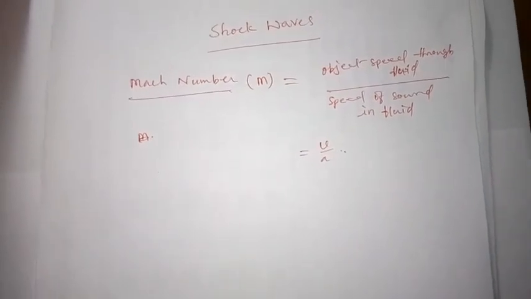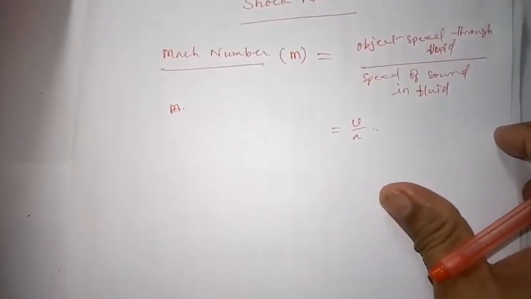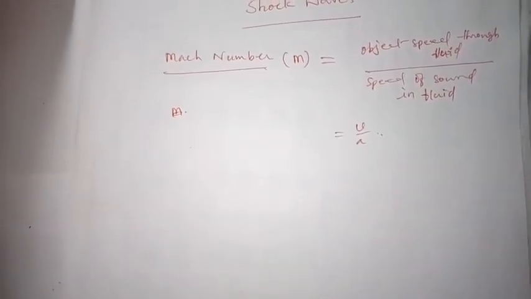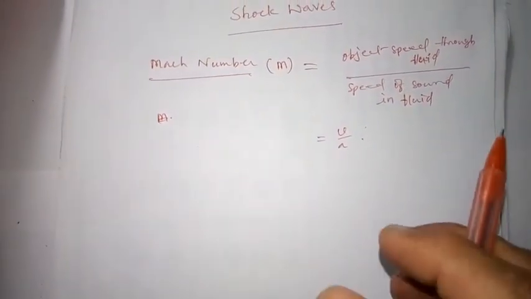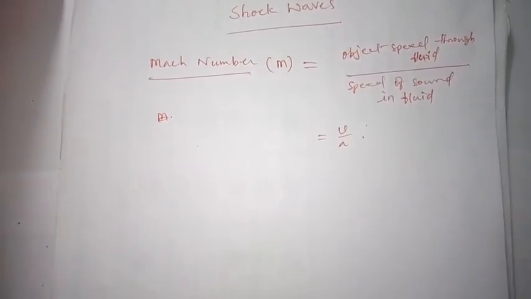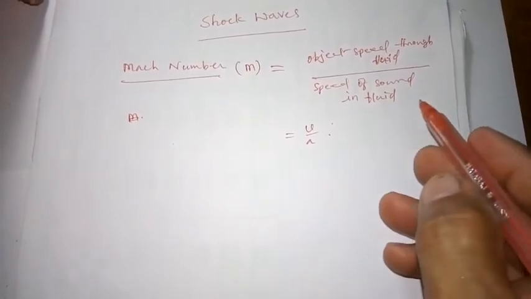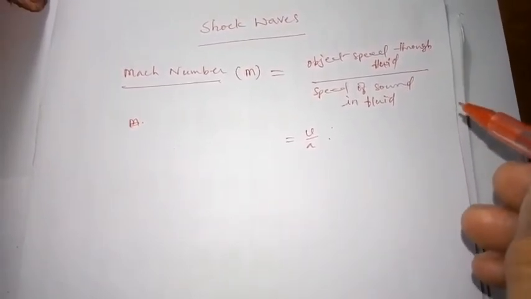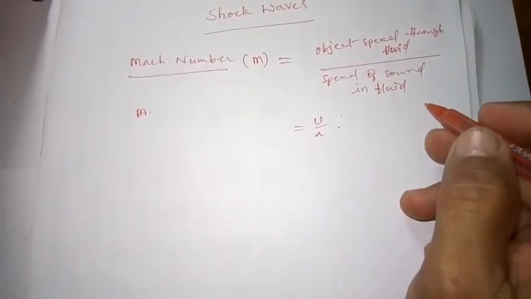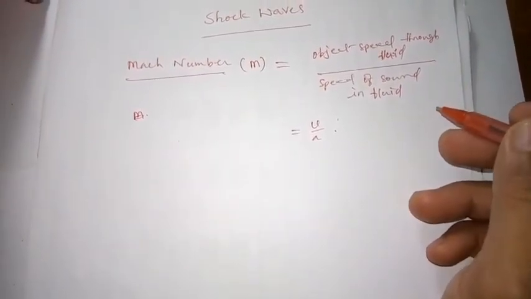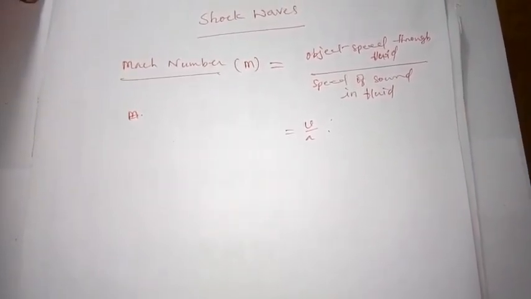So what exactly is this? Basically, you are finding out the ratio of the speed of the object through the fluid to the speed of sound in that fluid, or you are representing the velocity of the object in terms of the velocity of sound. So of course, the speed of sound you know.